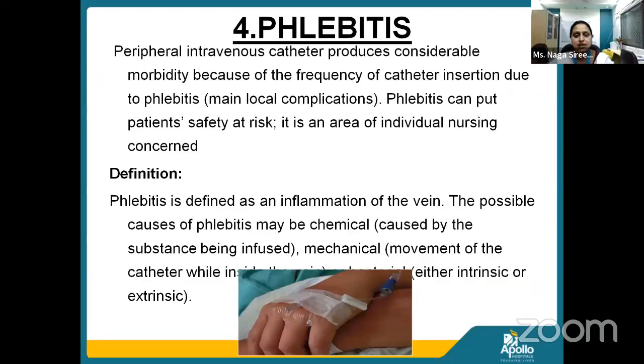Coming to the fourth indicator, which is phlebitis. Peripheral intravenous catheters produce considerable morbidity because of the frequency of catheter insertion. This is also very important. When any nurse goes to the bedside in the morning itself, when she's seeing the patient, she needs to see what IV fluid is going on, whether the label is there, how the site is, and just inspect and see, just touch and see whether the patient is having any pain or not, which is very, very important.